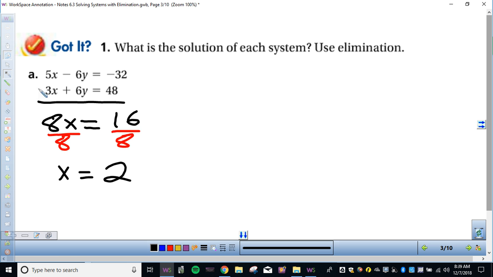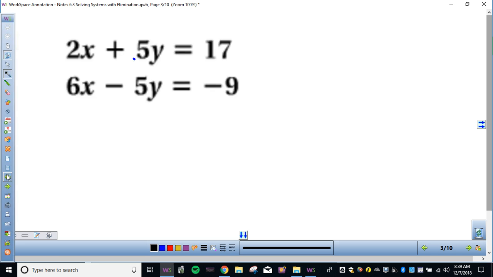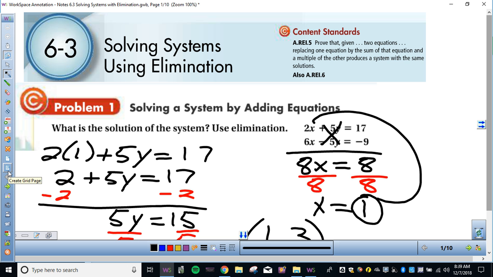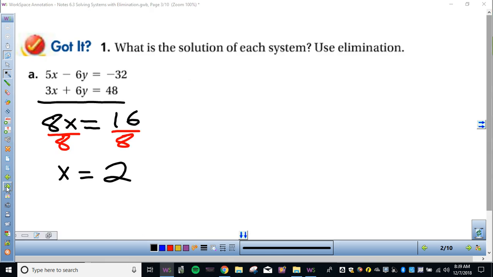What makes it different from x or y? How do I know to solve for x or y? Is that what you're asking me? How do I know which one cancels automatically? This one, that one, the y's canceled also. You can cancel either x or y. It doesn't matter. Okay, so x equals 2.